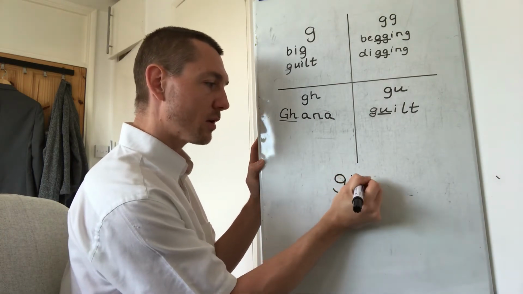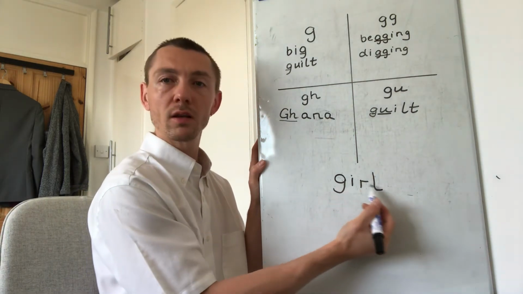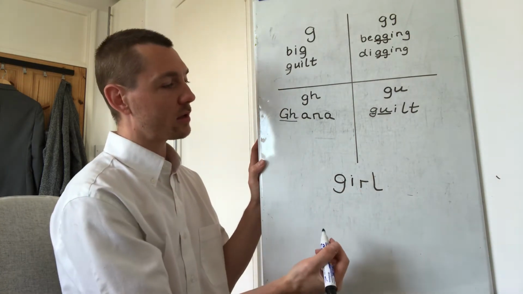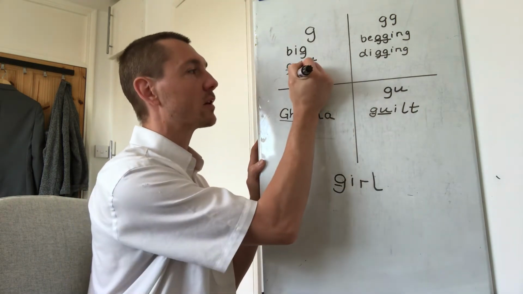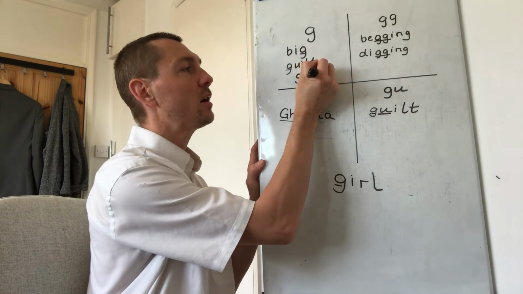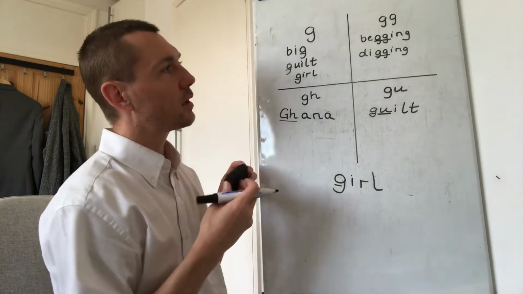Okay, one more for today. The word is girl. And of course we've just got the G on its own spelling of G in girl. G, girl. Okay.